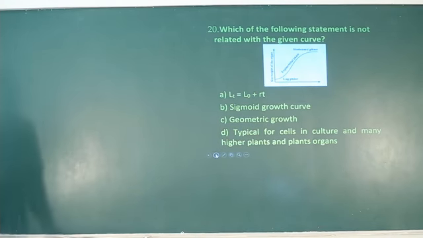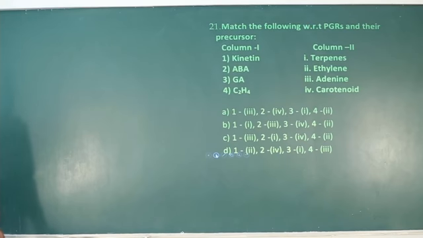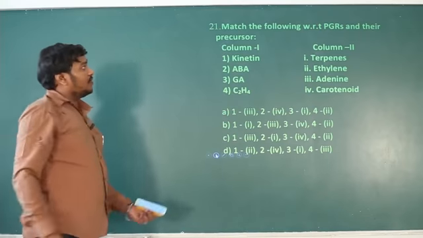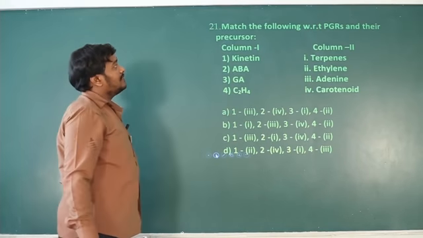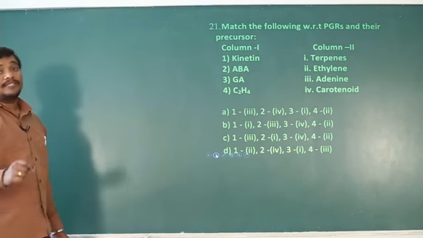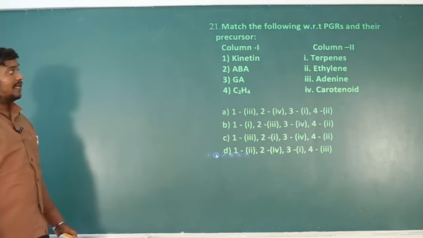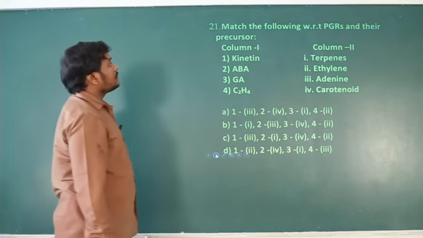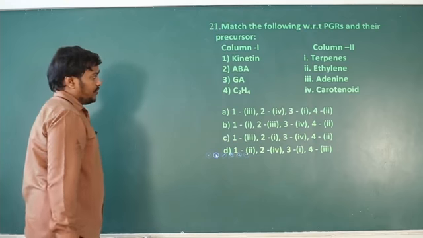Question number 21. Match the following plant growth regulators with their precursors. On the basis of what they are synthesized from, we have to identify it. Okay, kinetin, ABA, GA and C2H4.